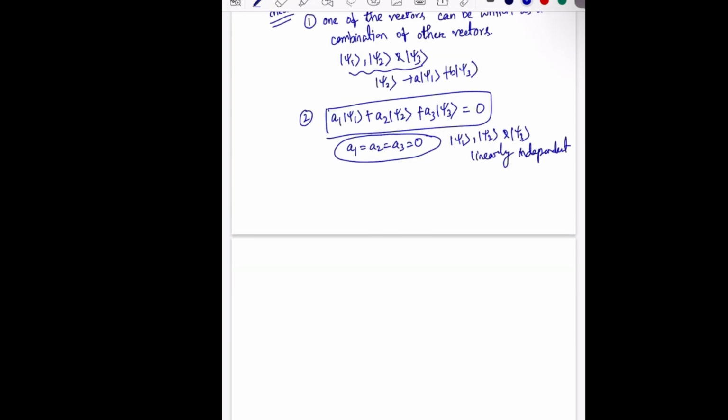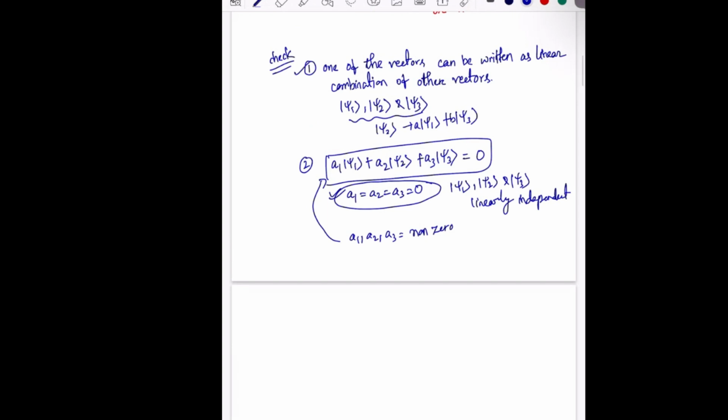And if instead of this condition you are getting that even in some of the situations, for some non-zero values of a1, a2, a3, you are getting this condition, then you can tell that these three vectors are linearly dependent. So these are the two ways in which you can check whether the function is linearly dependent or not.